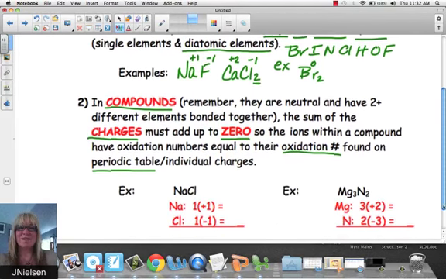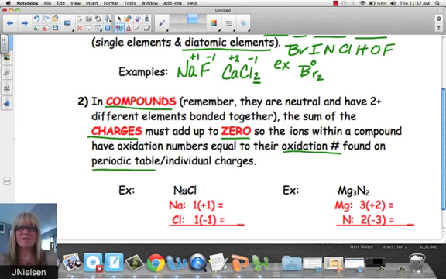So let's look at a couple examples. Na is +1, and I only have 1. So 1 times +1 is +1. Cl has a -1 charge. I'm getting this from the periodic table. There's only 1 here. So 1 times -1 is -1, and that equals 0.